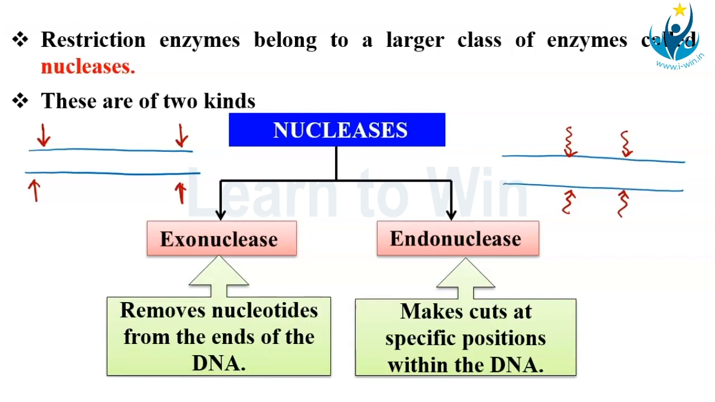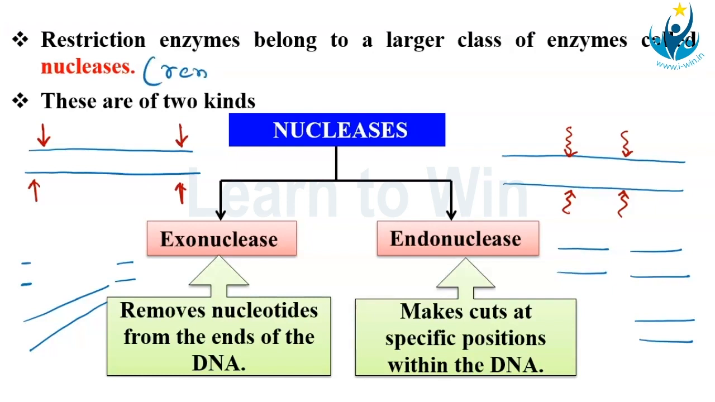Okay, so how will I get my fragments then? My fragments here will be small ones at the tip and one larger one in the middle, whereas here I will have three separate fragments. Correct? So where are they removing the nucleotides? Basically nucleases act on DNA. How do they act on DNA? They remove the nucleotides.